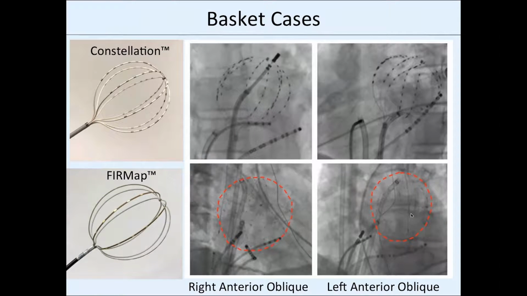A little bit about process here. These are baskets that have been used. We don't use the Constellation catheter anymore. I show it for reference up here. It's easy to see on fluoroscopy. The electrodes are quite large and circumferential around the splines of the basket catheter.